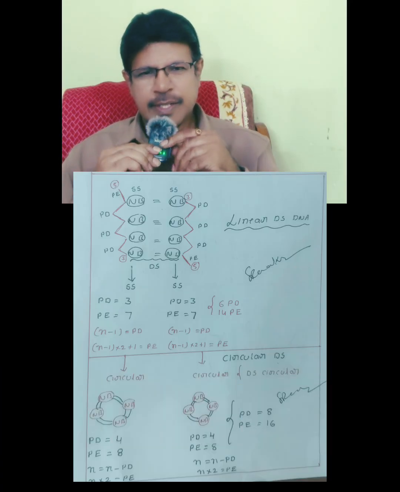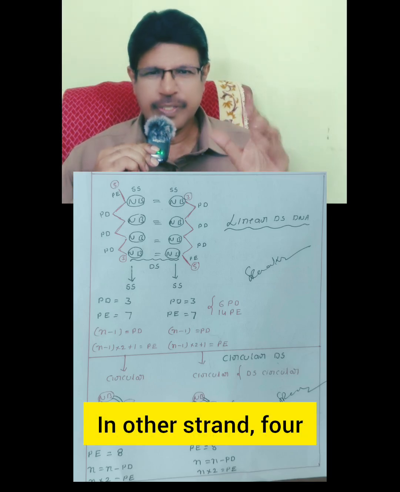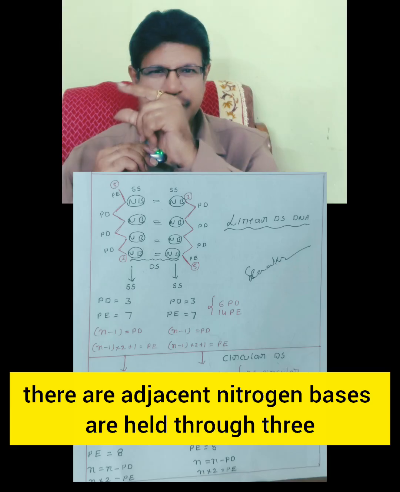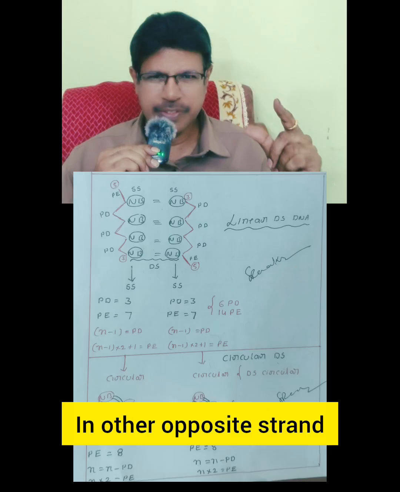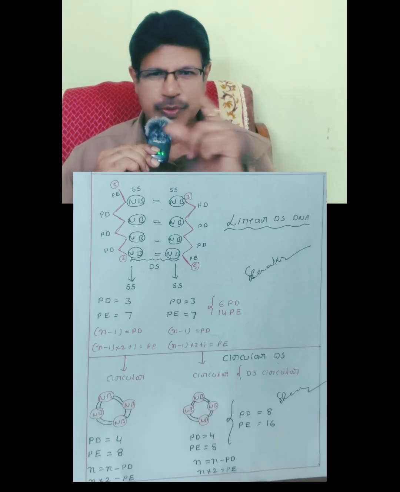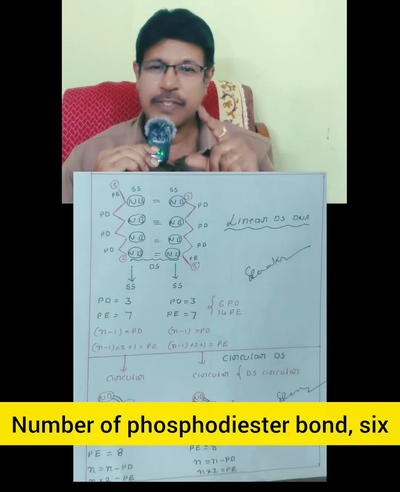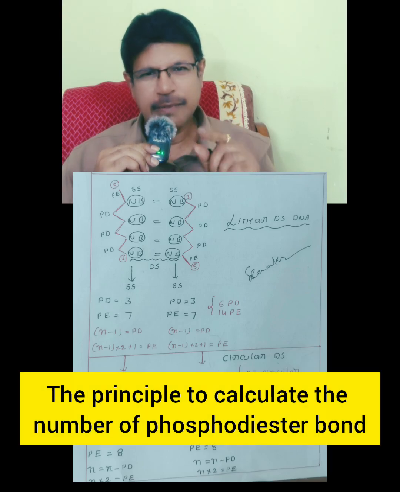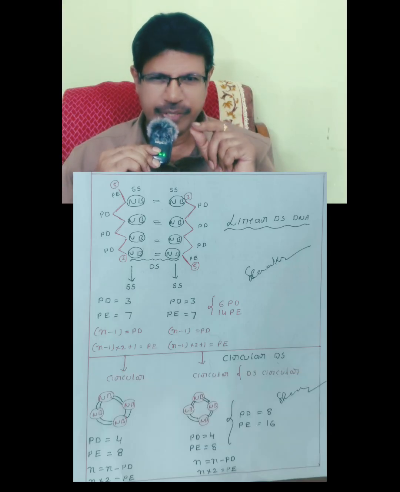Next, suppose there are 8 nitrogen bases, 4 in one strand and 4 in the other strand, in a linear double-stranded DNA. In the first strand of 4 nitrogen bases, adjacent nitrogen bases are held through 3',5' phosphodiester linkages. So 3 phosphodiester bonds. In the other opposite strand, 3 phosphodiester bonds. So 3 plus 3, 6 phosphodiester bonds. So the number of nitrogen bases is 8 and the number of phosphodiester bonds is 6. So it is n minus 2. This is the principle to calculate the number of phosphodiester bonds when it is a linear double-stranded DNA, n minus 2.